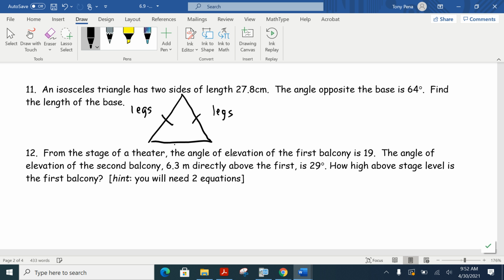Putting some definitions up here too, just so we remember some isosceles triangle lingo.